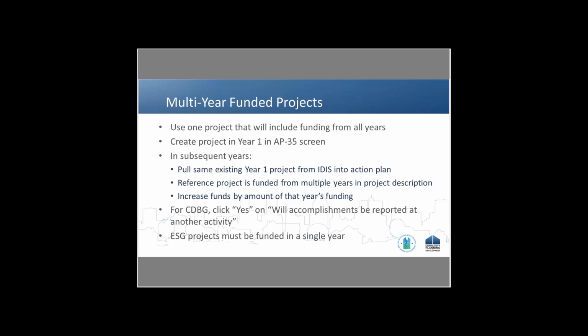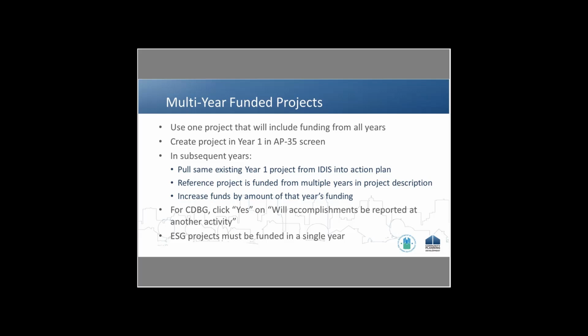The last thing that we want to touch on today is multi-year funded projects. This is if you're using a project that will include funding from all of your strategic plan years or from multiple strategic plan years. So you create that project in the first year that it will be receiving funding in the AP35 screen. In subsequent years, you don't need to create a new project, but you can pull that same existing project that you created in the first year that it received funding from IDIS, using that search function that we just demonstrated, into your action plan, into your AP35 screen.